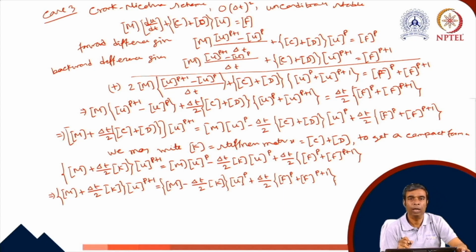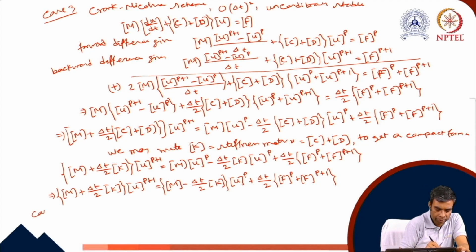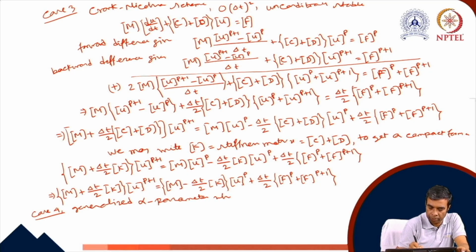So now we have developed the expressions for the forward difference scheme, backward difference scheme and the Crank-Nicolson scheme for the temporal derivative. These are special cases of the trapezoidal rule or the generalized alpha parameter rule. Case 4: generalized alpha parameter, where alpha lies between 0 and 1.